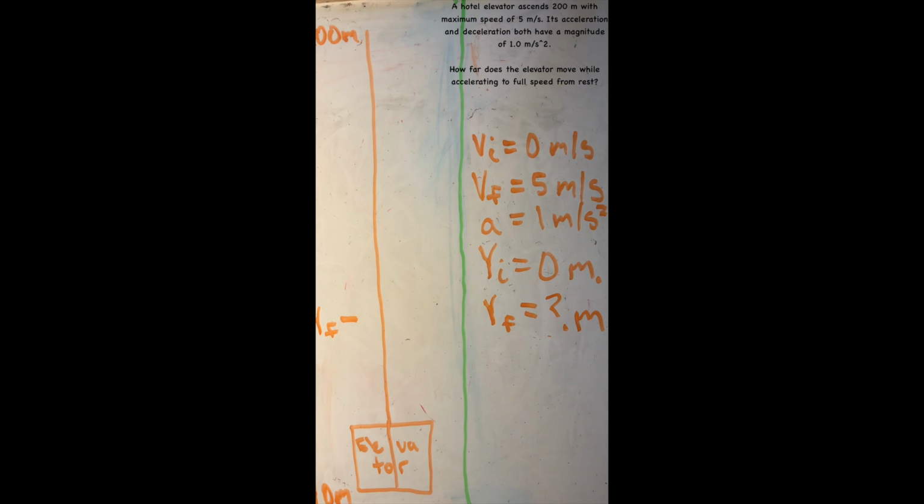We also don't know how long it's going to take for the elevator to reach top speed. So right now I'm going to put time equals question mark seconds. So we don't know that. That's another unknown variable.